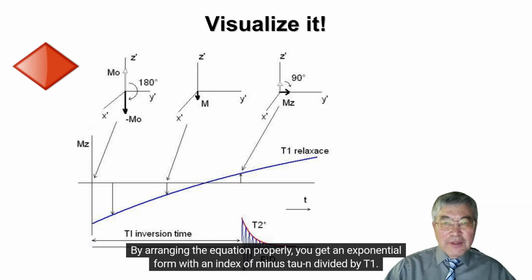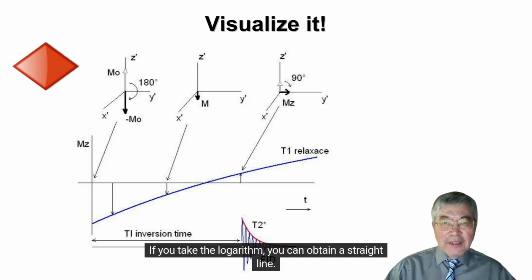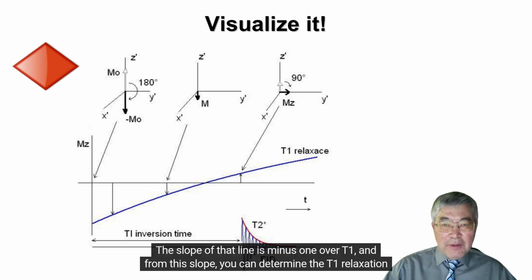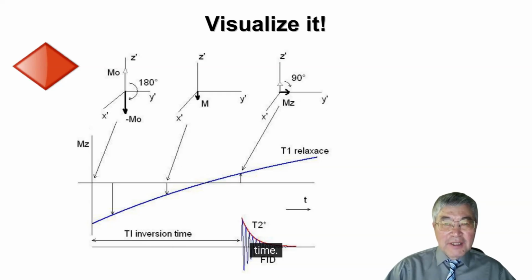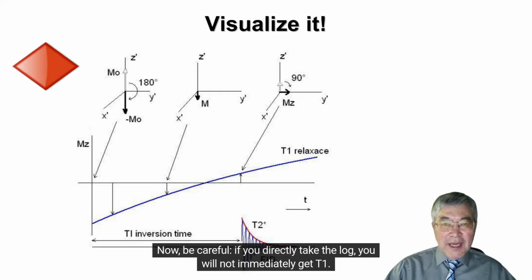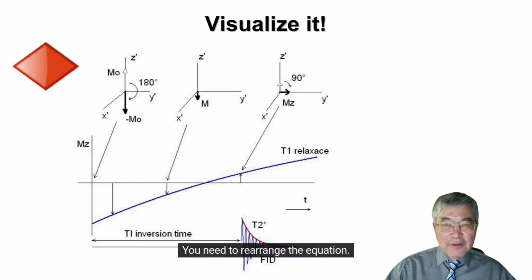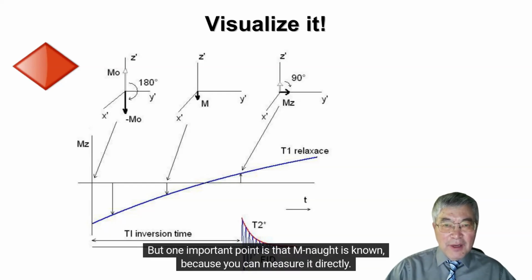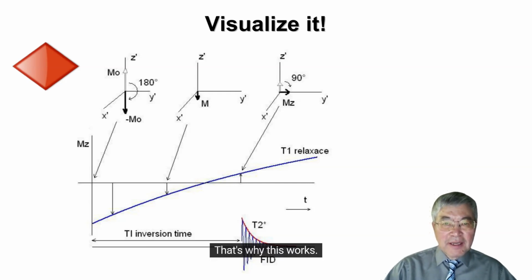By arranging the equation properly, you get an exponential form with an index of minus tau n divided by T1. If you take the logarithm, you can obtain a straight line. The slope of that line is minus 1 over T1, and from this slope, you can determine the T1 relaxation time. Now, be careful. If you directly take the log, you will not immediately get T1. You need to rearrange the equation. But one important point is that m0 is known because you can measure it directly. That's why this works.